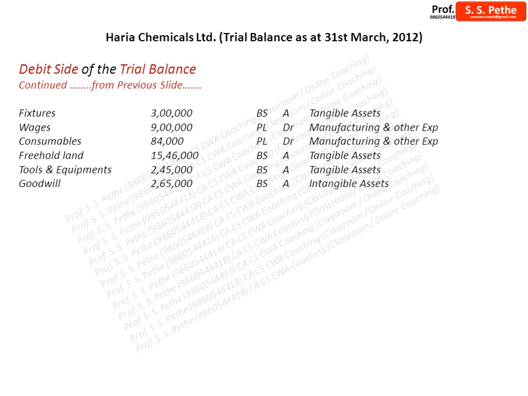Goodwill 2,65,000, balance sheet asset side, intangible assets. Remember, goodwill is not a tangible asset, it is intangible. And remember, some authors may include it elsewhere, but you have to include it in intangible assets.